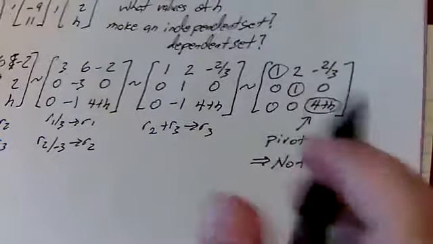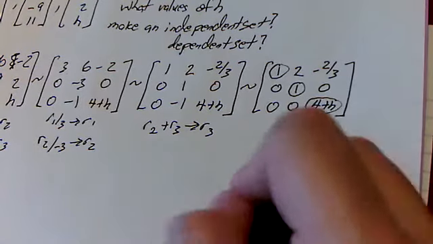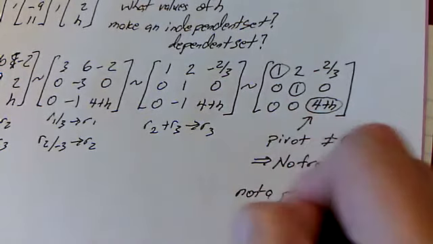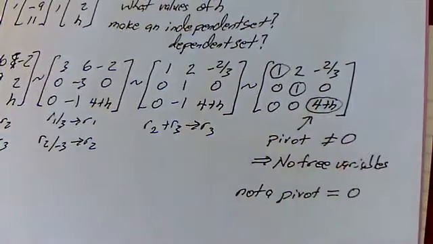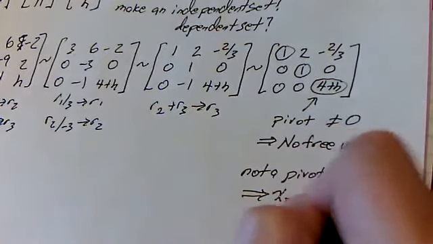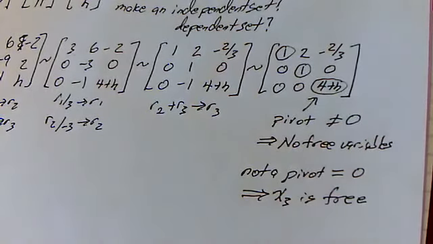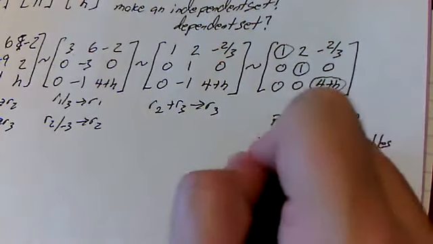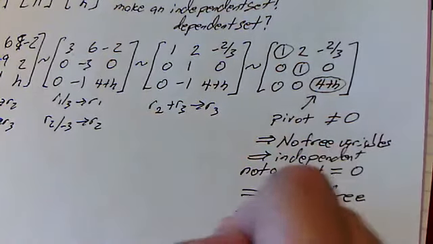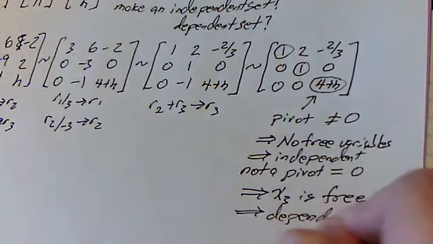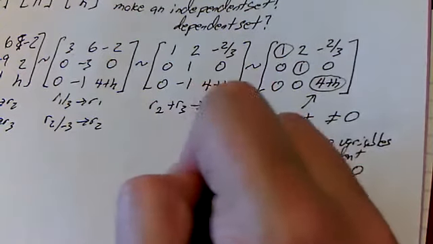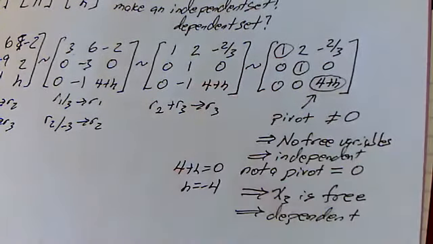Now, the only way this wouldn't be a pivot is if I get 0. So that's if it does not equal 0. It's not a pivot if it equals 0. Okay, and if that's the case, then I have x3 is free. Okay, so remember then, no free variables is independent, and a free variable is going to mean that it is dependent. Okay, so when is it 0? Well, when 4 plus h is 0. So 4 plus h equals 0 means that h is equal to -4.